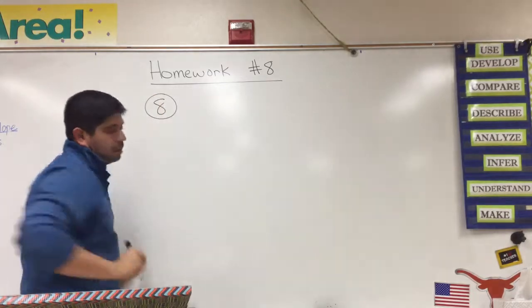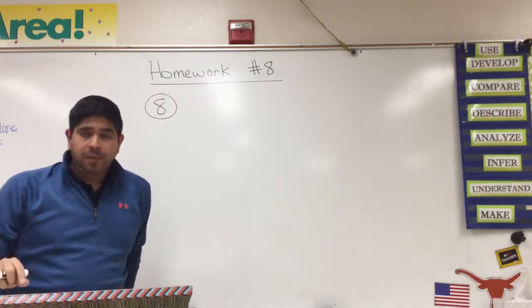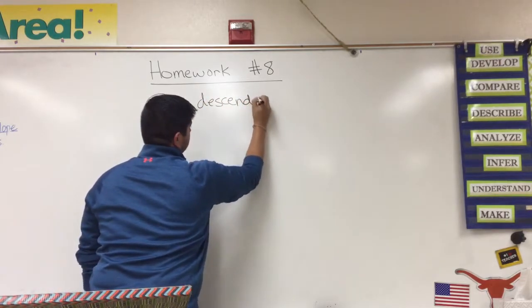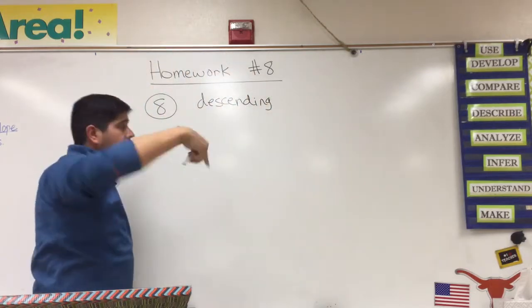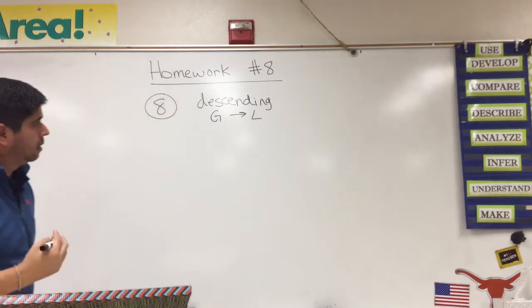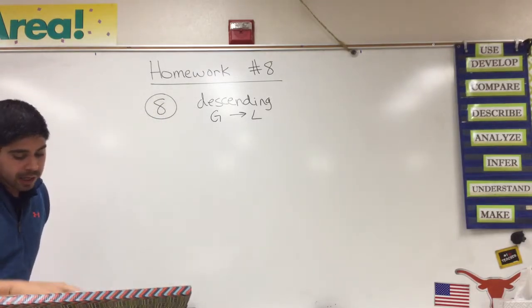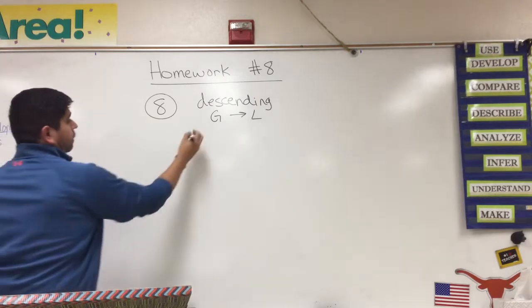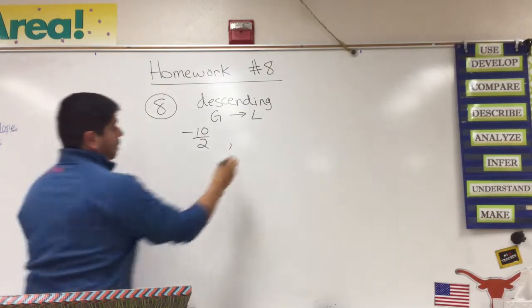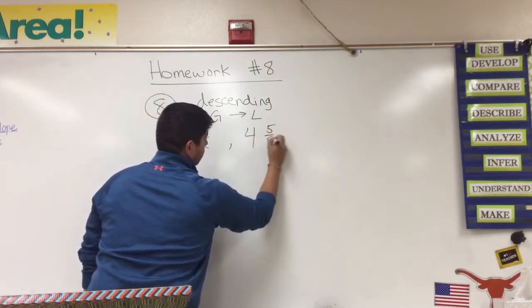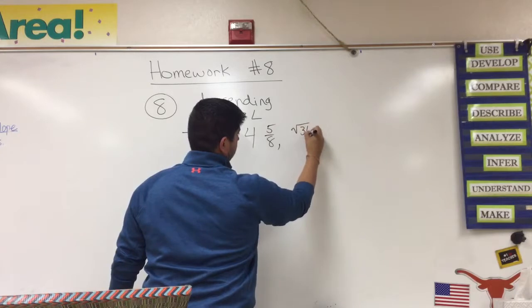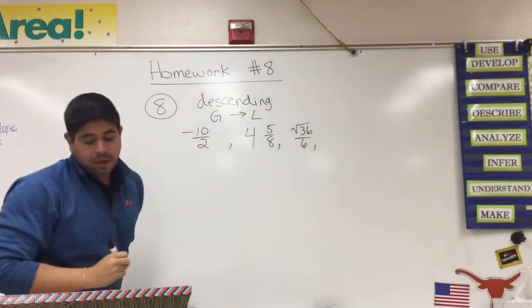Number 8. Ordering the following numbers in descending order. So descending means it's coming down. So it's also greatest to least is what that is, okay? So I have my numbers: negative 10 over 2, 4 5/8, the square root of 36 over 6, and then also 2 pi.